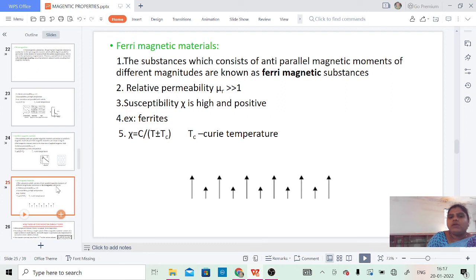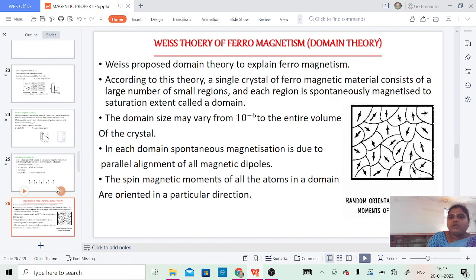For ferrimagnetic materials, the relative permeability mu r is very much greater than 1. The susceptibility xi is high and positive. An example is ferrites. So xi equals C by T plus or minus Tc, so the Curie temperature is added or subtracted depending upon the magnitude. Okay, and next, let us see what is the Weiss theory of ferromagnetism.